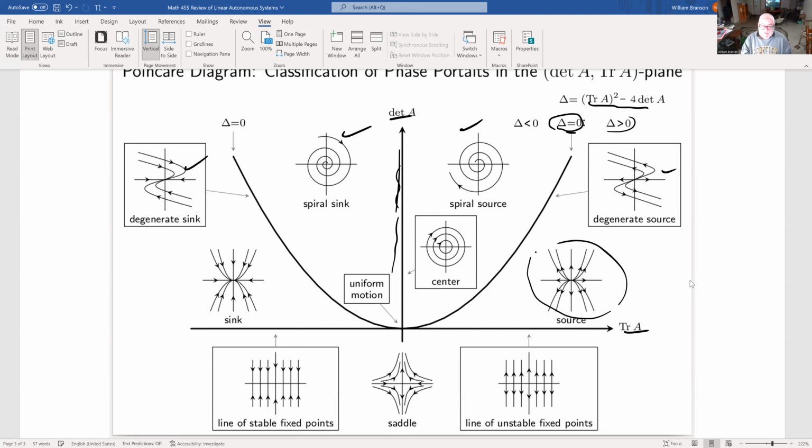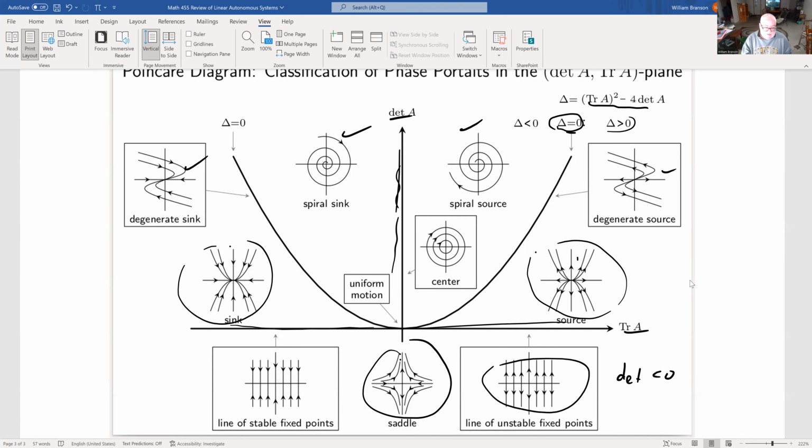And then delta is greater than 0. You could have a source if your determinant is greater than 0, or a sink. If your determinant is less than 0, you get a saddle. If the determinant actually is 0, that's these two cases, you get these lines of unstable fixed points.